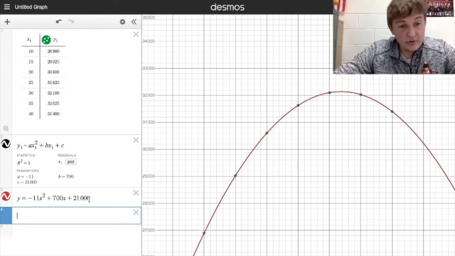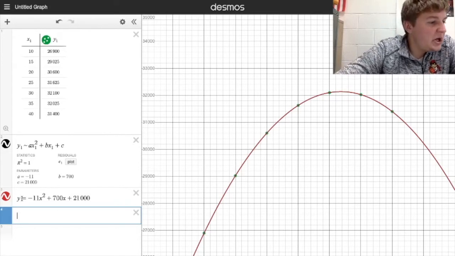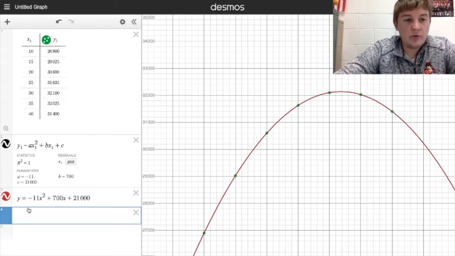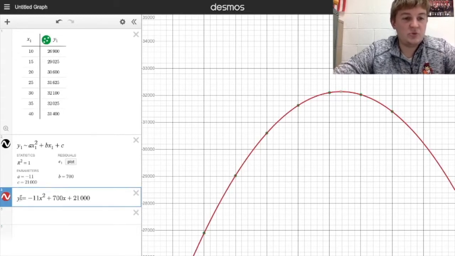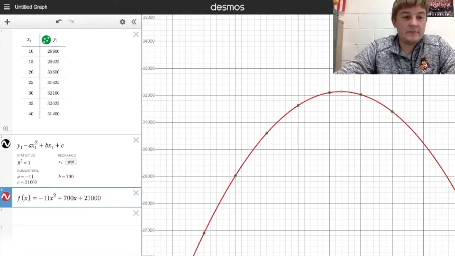So that is our function. Okay. And then it says it wants to approximate the height at which this occurs. So after 20.8 seconds. Okay, so what we can actually do is we can call this function f of x.